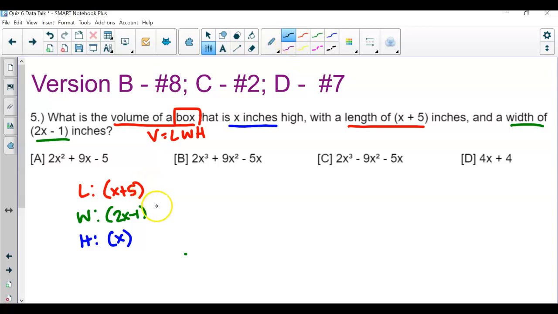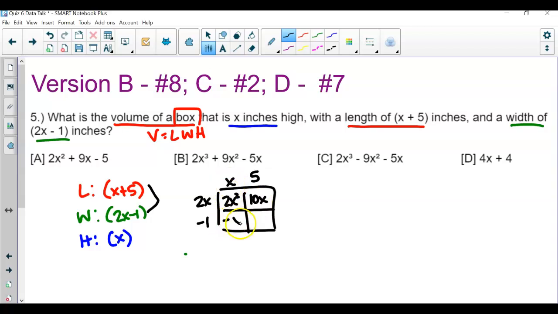So I'm going to start with my first 2, and you could do FOIL, or I'm going to go ahead and set up the box. So x and positive 5, 2x and negative 1. So this is 2x squared, 10x, negative 1x, and negative 5. Then combine your like terms, because that is 10 minus 1 here, which is 9x. So I've got 2x squared plus 9x minus 5.